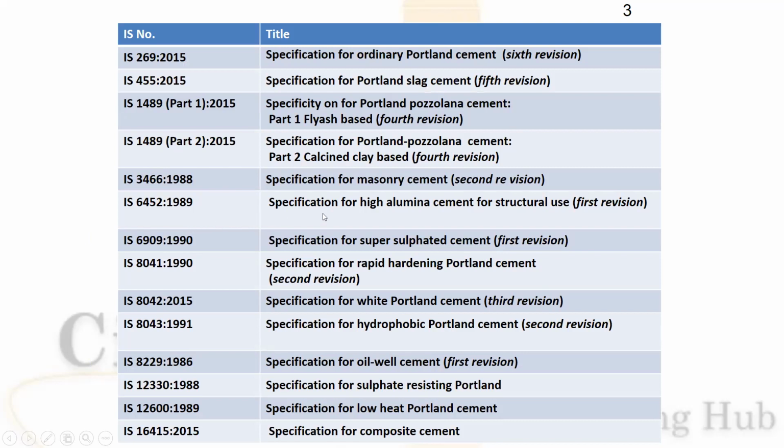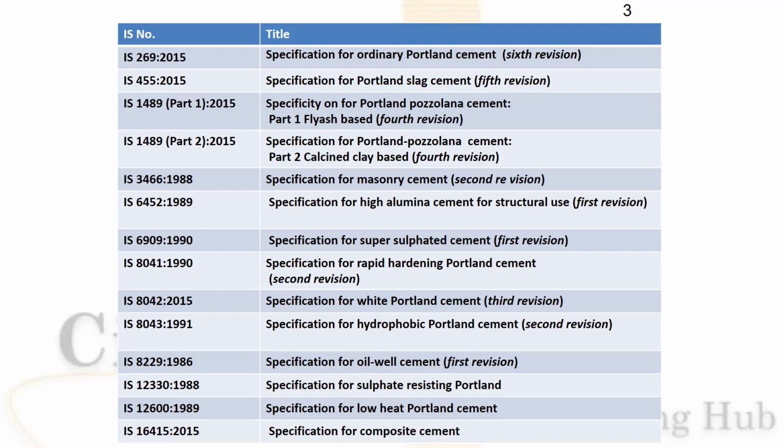IS 6452, specification for high alumina cement for structural use. IS 6909, specification for supersulfated cement. IS 8041, 1990, specification for rapid hardening Portland cement. IS 8042, 2015, specification for white Portland cement. IS 8043, specification for hydrophobic Portland cement. IS 8229, specification for oil well cement. IS 12330, specification for sulfate resisting Portland cement.